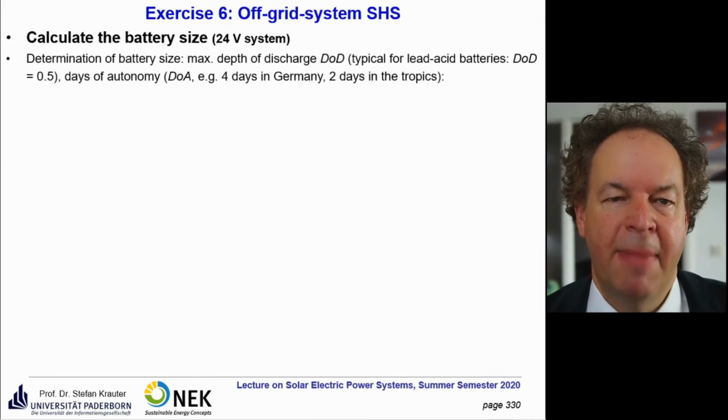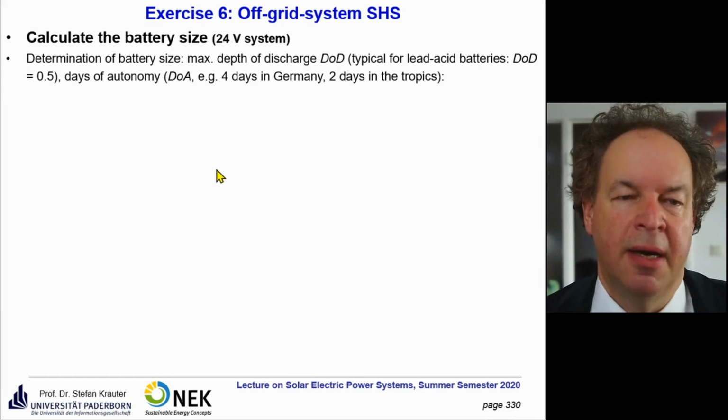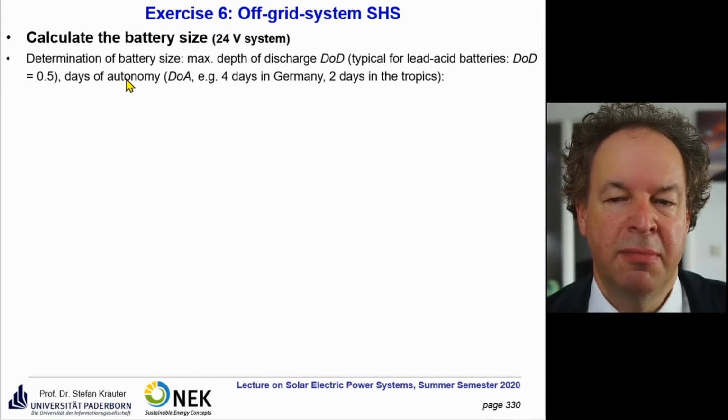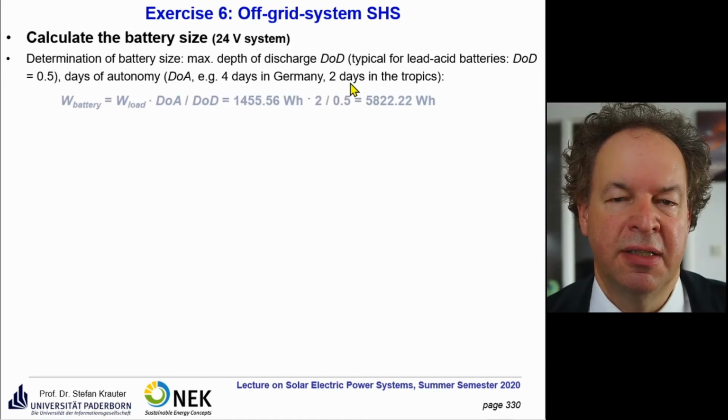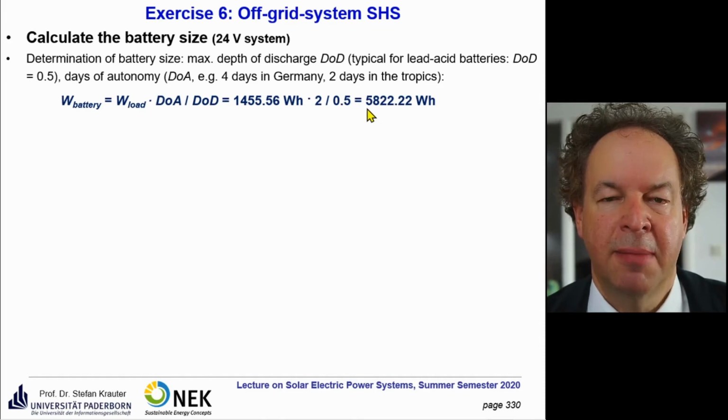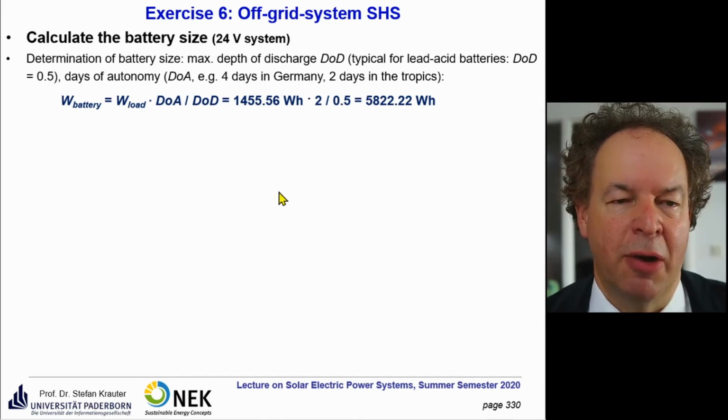So we calculate the battery size now. We only take depth of discharge and 2 days of autonomy. We don't need this autonomy all the time, but for a really bad day we have to consider that: 2 days of autonomy. So here we have our load times the days of autonomy, 2 days, divided by the depth of discharge of 0.5. Altogether, the theoretical maximum capacity we have to store is 5.8 kilowatt hours.